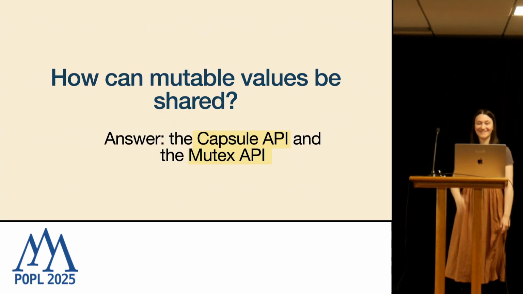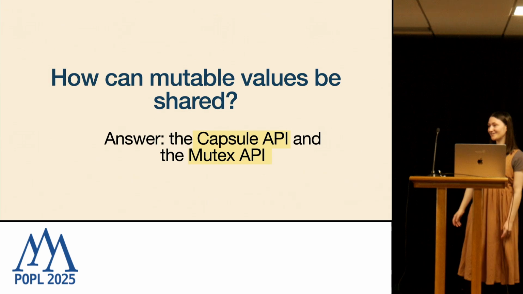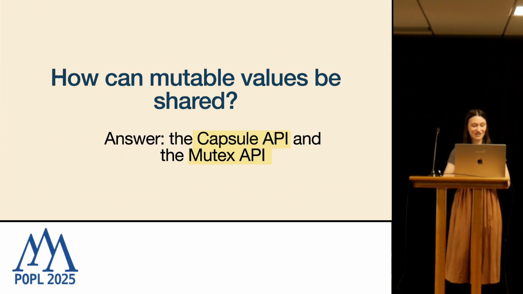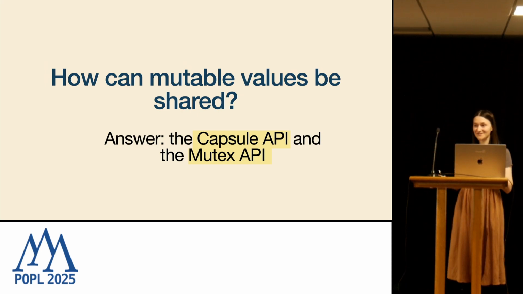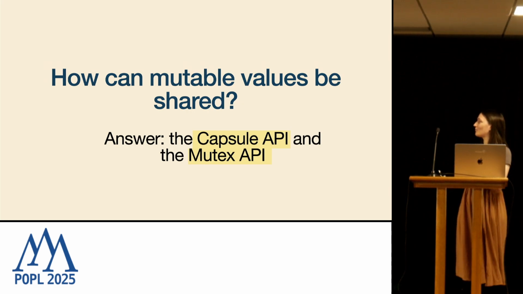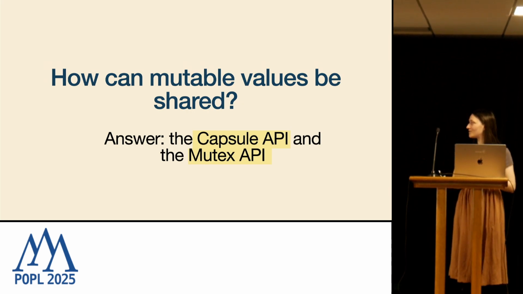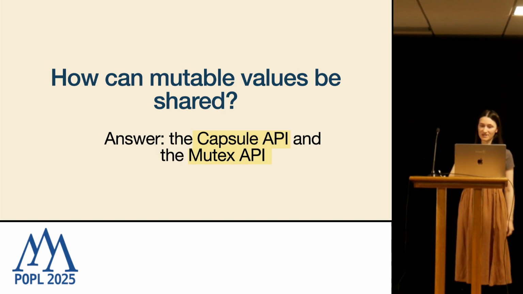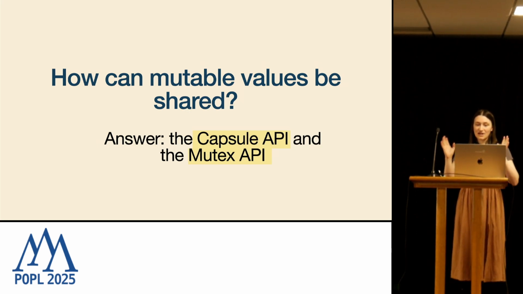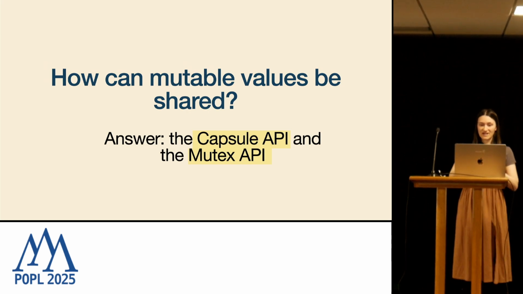Now, problem. These rules are very restrictive. As you can see, with just this vanilla type system, you can't really share any mutable values across threads. So we need to fix this. And the answer is, we're going to present two APIs that will allow us to share mutable data structures across threads, the capsule API and the mutex API. In the next couple of slides, I will present parts of both. First the capsule API, then the mutex API.